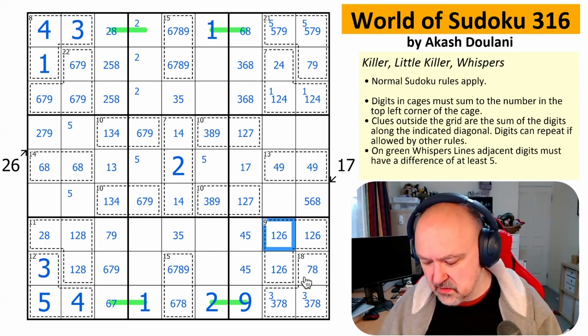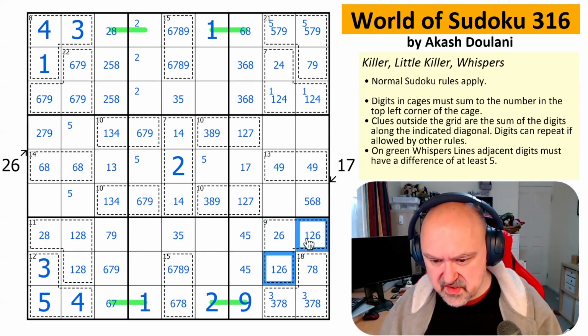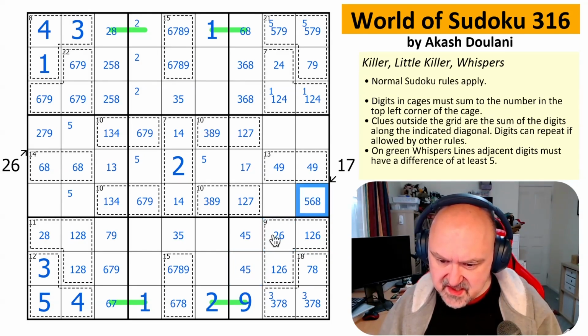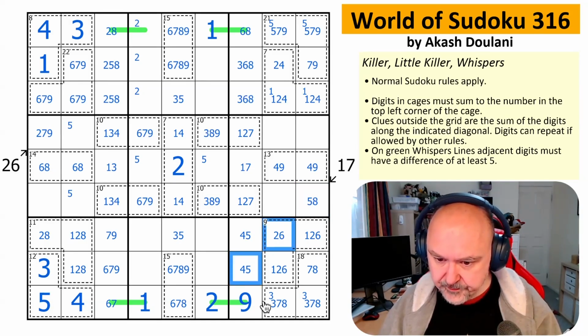So that can't be a 1. So there's a 1 in one of those two. But these have to sum to 15. 5, I could get 10 there. 6, can I get 9 there? If this is 6, these have to sum to 9. And I can't do it. So this can't be a 6. This is an 8, these have to sum to 7. And I can do it. So this is 5 or 8 now. I did get a 6 out of there.